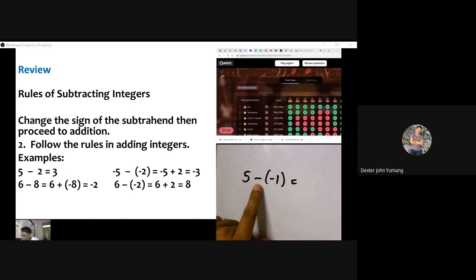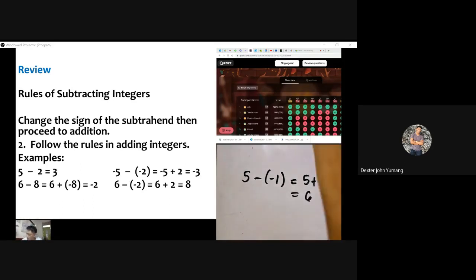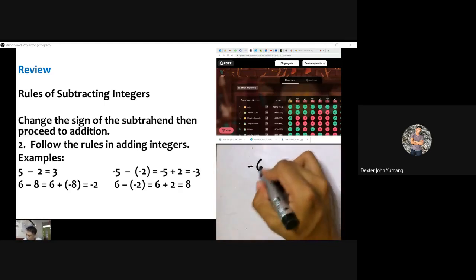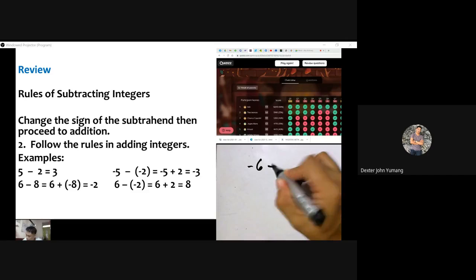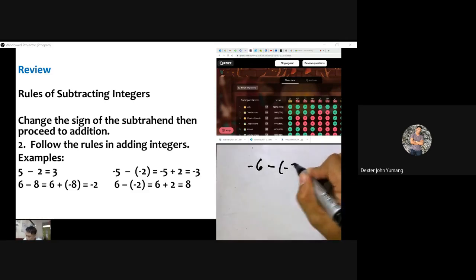Again, take note, negative times negative ang nandito. Pero yung pagbasa nito, 5 minus negative 1. Same with Charisse. And same with Densely, Charisse got 6. So, we have negative, negative. It will turn to positive. 5 plus 1, that is 6. Very good. 6 is the answer. Okay, next. Negative 6 minus negative 5.